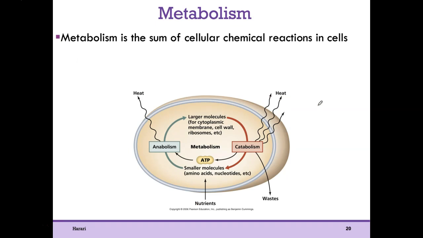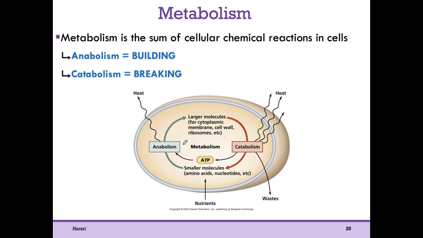The word metabolism encompasses all the chemical reactions in a cell, including all those that build new molecules and all those reactions that break molecules. So anabolism is how we take smaller molecules and use energy in order to build them into larger molecules. That's anabolism. It's building things. Catabolism is the other arm of metabolism, which breaks down larger molecules into smaller molecules. And as a result, we can release energy. So metabolism is the sum of anabolism and catabolism.